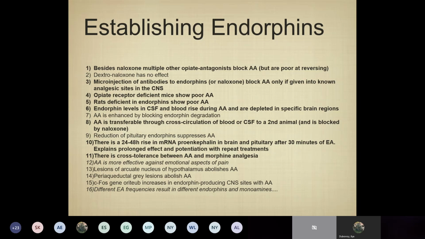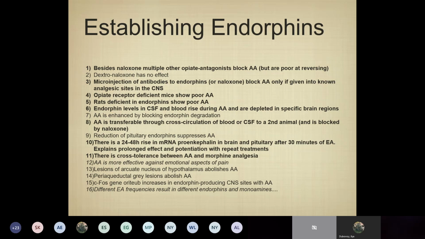The use of naloxone to block acupuncture analgesia has been proven many times in many different contexts. They have proved that both CSF and blood can be transfused into acupuncture-naive animals from animals that are receiving acupuncture and induce similar analgesic effects. There are clear changes in enkephalin synthesis in the brain and pituitary after electroacupuncture, suggesting that there are effects that are not just local to the cord, but systemic.